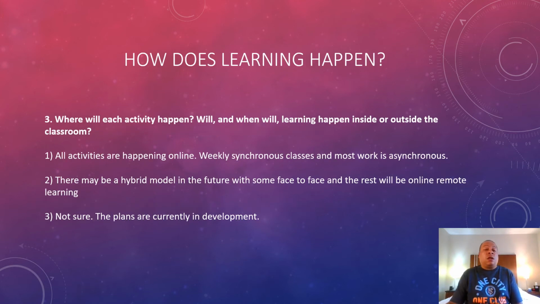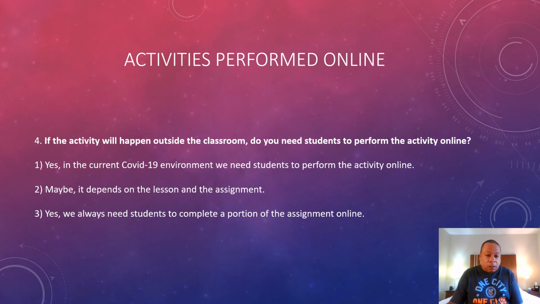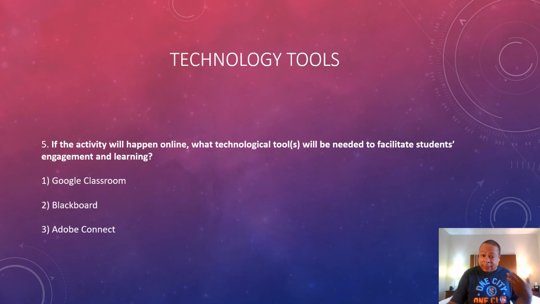The third question was about how learning happens. Where will each activity happen, and when, and will learning happen inside or outside the classroom? The fourth question was based upon activities performed online. If the activity will happen outside the classroom, do you need students to perform the activity online? Next, technology tools. If the activity will happen online, what technological tools will be needed to facilitate students' engagement and learning?